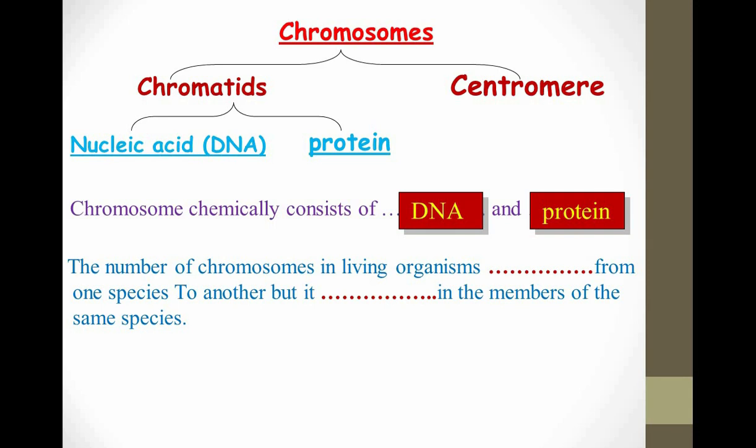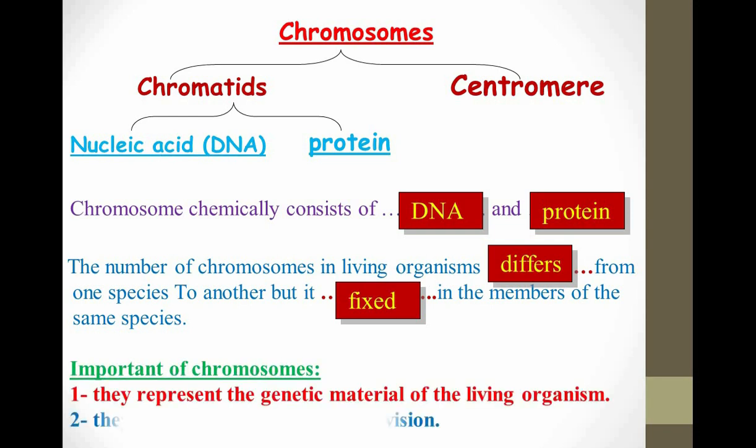The number of chromosomes in living organisms differs from one species to another, but it is fixed in the members of the same species. How? In humans, male, female, child, and adult all contain 46 chromosomes, so the number of chromosomes in each of them is fixed.